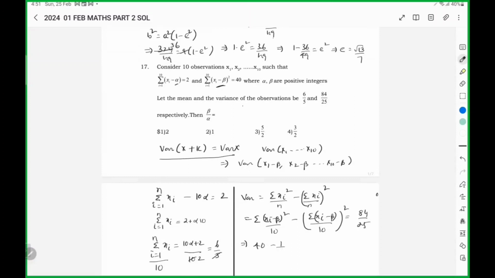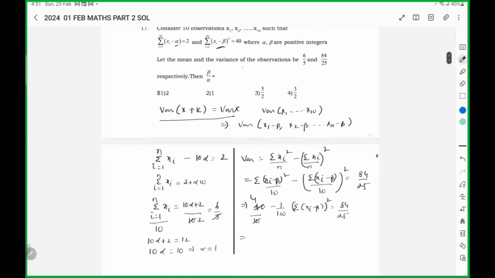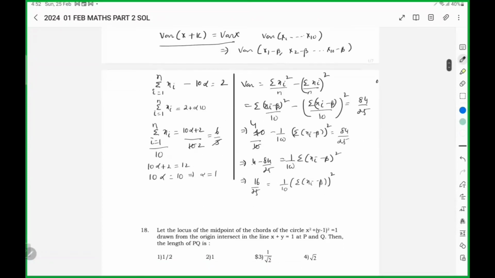This is given: 40, 1 by 100 of sigma (xi minus beta) whole square, which is 84 by 25. It's 40 by 10, so 4 minus 84 by 25 is (100 minus 84) by 25, 16 by 25, equal to (sigma (xi minus beta) by 10) whole square. From here, 4 by 5 is 1 by 10 of sigma (xi minus beta).